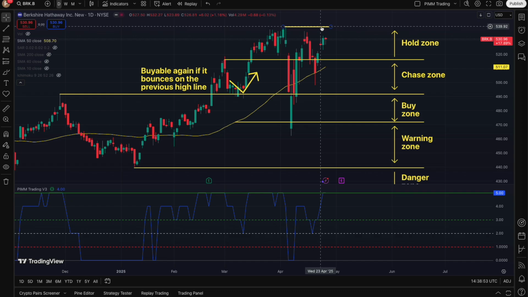For those of you that did that, it worked out well because the price fell below the hold zone into the chase zone on Monday, and then it bounced off the 50-day moving average. Since the chase zone is a valid buy, and the bounce on Tuesday off the 50-day is also another valid buy signal, if you bought on either of those two days, you now have a profit because it went back up into the hold zone.